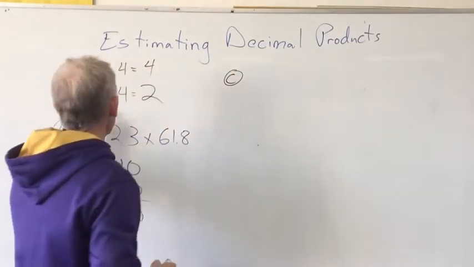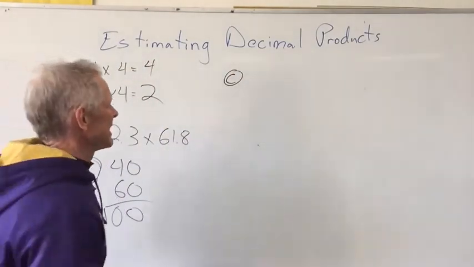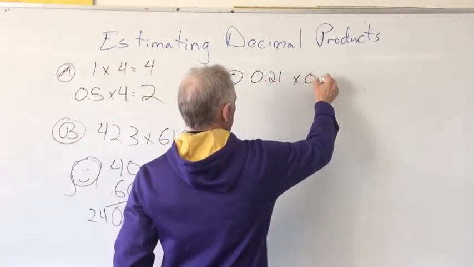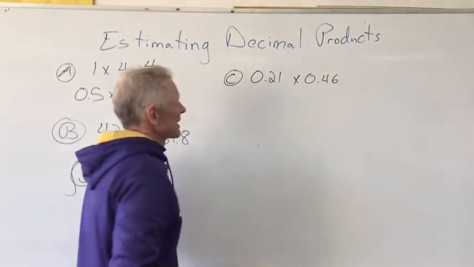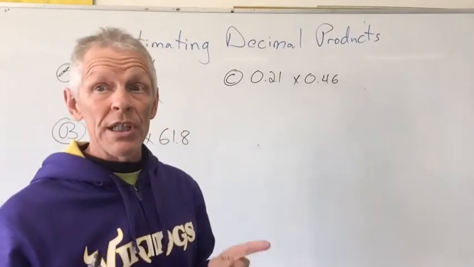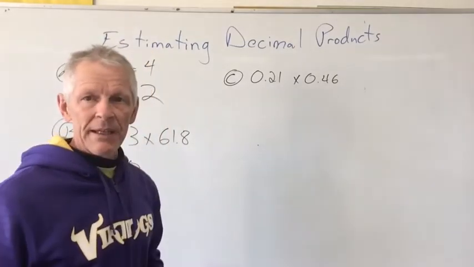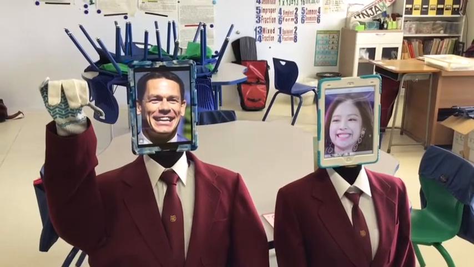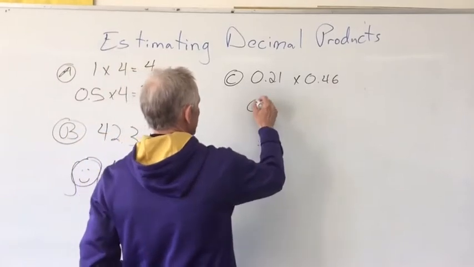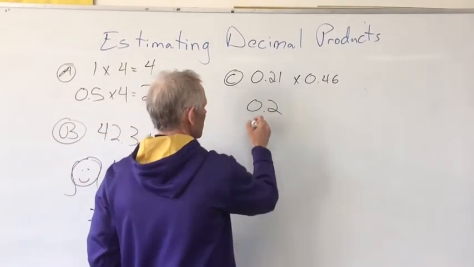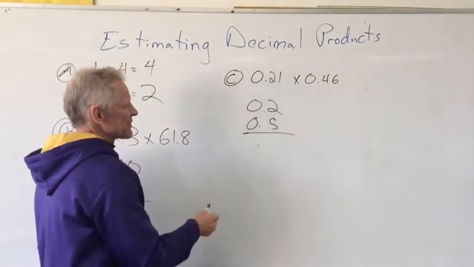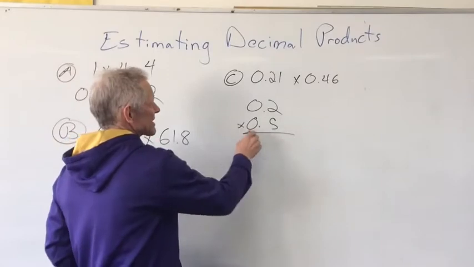C type. Sometimes you get a decimal times a decimal. So if I had 0.21 times maybe 0.46 or something like that. Now these are both less than 1. So your answer is going to be way, way, way smaller than 1. What would you be thinking? I would be thinking 0.2 times 0.4. You're just going to do 0.2 times 0.5.